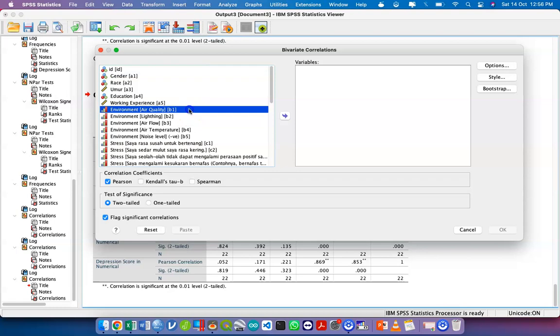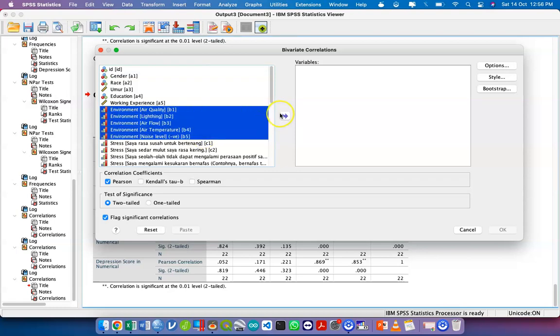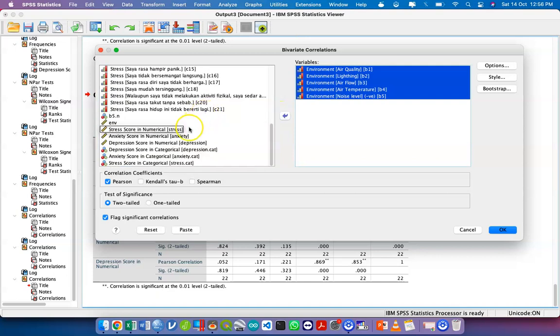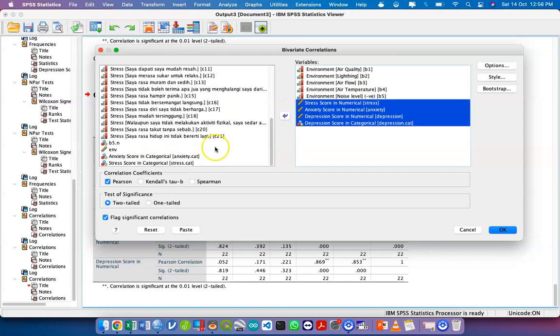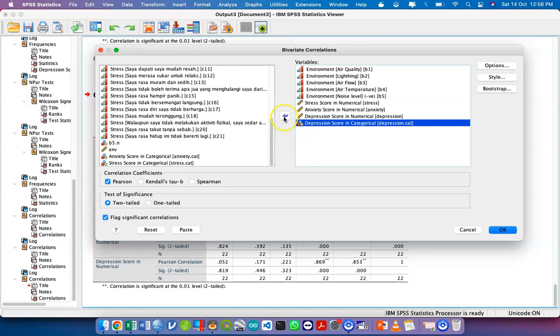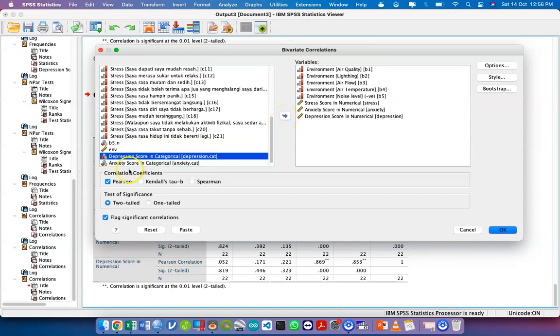And then you can insert the environmental, lighting, airflow until the noise level inside the variable and then followed by all the DV. Okay. Then I'm going to insert all the DV. However, I cannot perform the Pearson. I need to perform it in the Spearman because there are some ideas with regard to the use of ordinal scale and also numeric scale. It can be mixed, but you need to run under the Spearman. You cannot run under Pearson. It's wrong. Okay, so far so good?